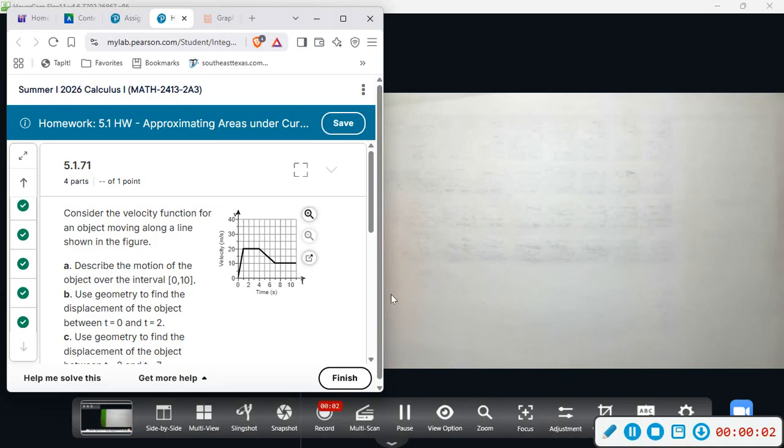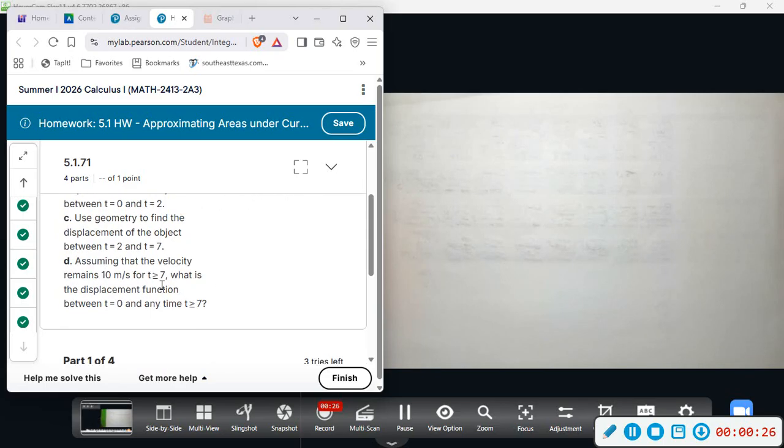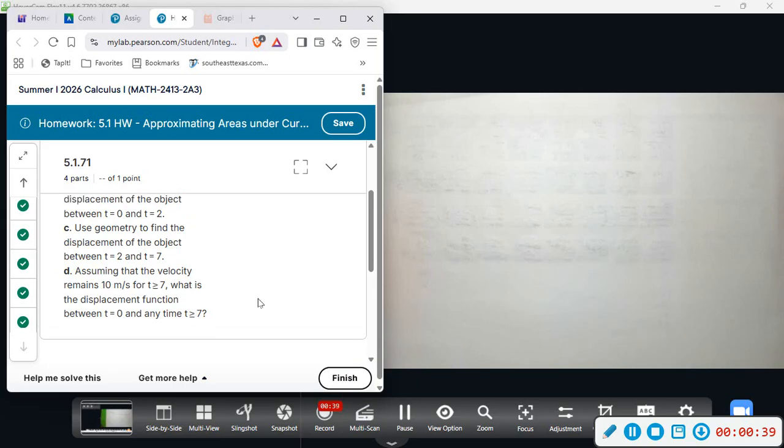All right, number 17, we're going to consider the function velocity of an object moving along a line. We're going to describe the motion over the interval 0 to 10, use geometry to find the displacement between 0 and 2, use geometry to find the displacement between 2 and 7, and then assuming velocity remains 10 meters per second for t greater than 7, find the displacement between t equals 0 and any time t greater than or equal to 7.